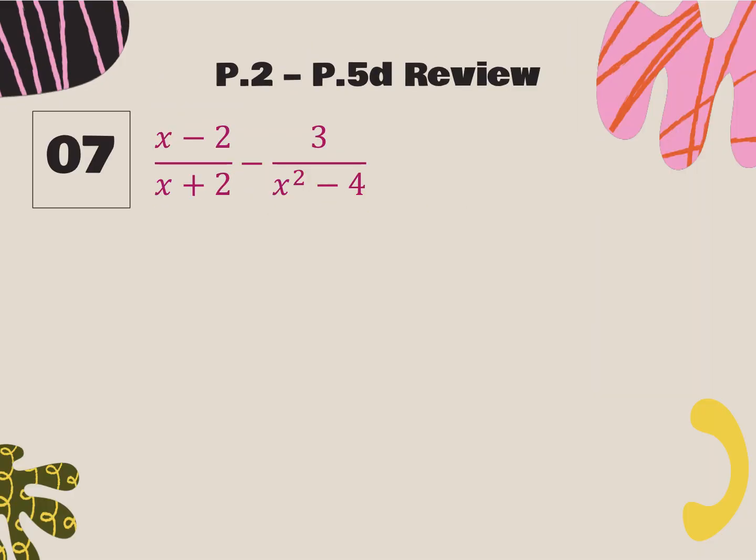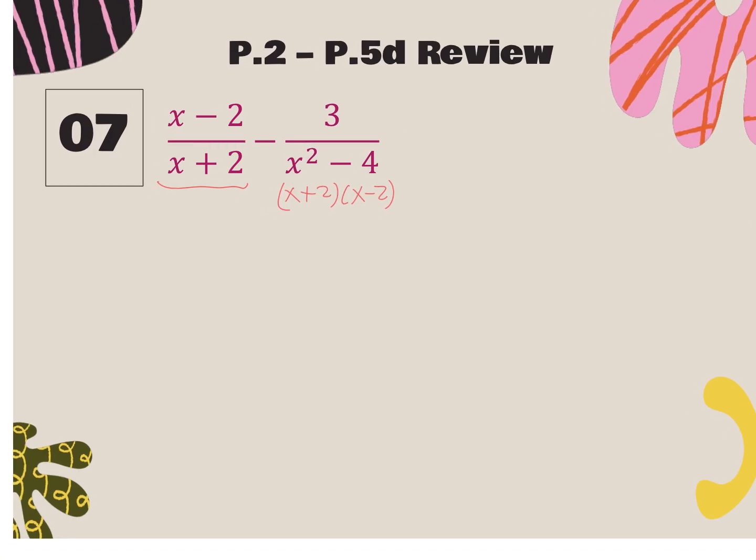All right, so now let's try one with a minus. With the minus, it's the same idea. I like to factor everything. So x minus 2 over x plus 2 is already fully factored. x squared minus 4 is going to be an x plus 2 and an x minus 2. Doesn't really help us in terms of canceling, but it does help us in terms of finding out what the common denominator is.